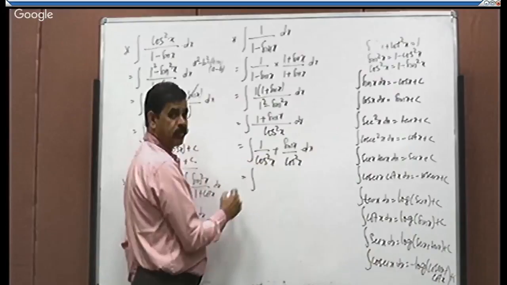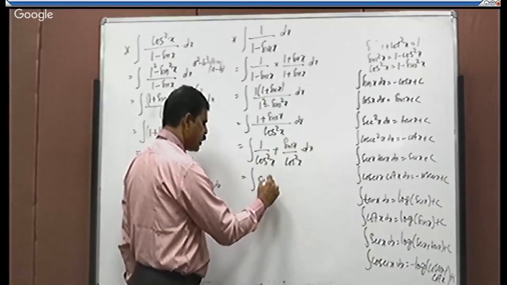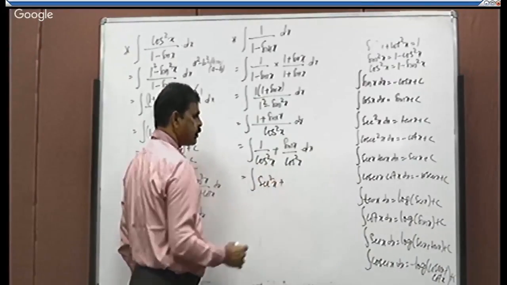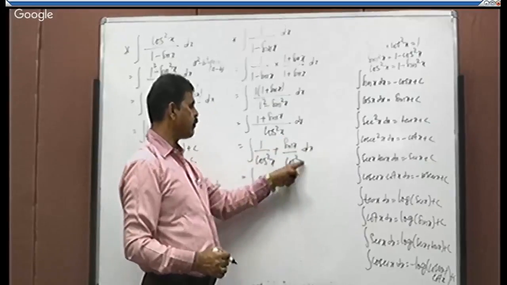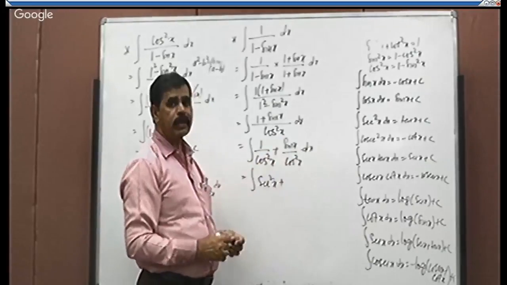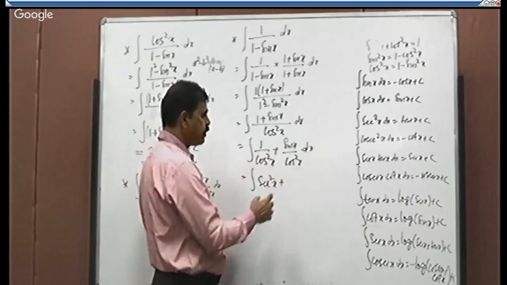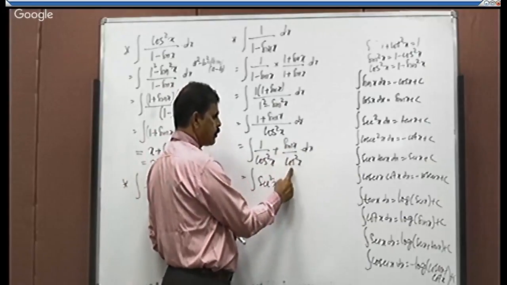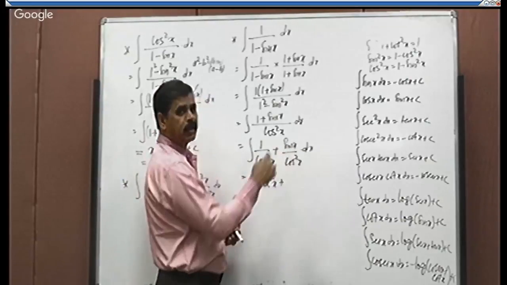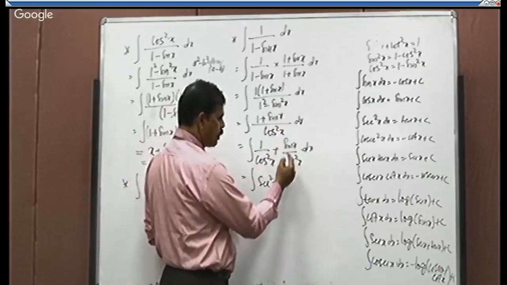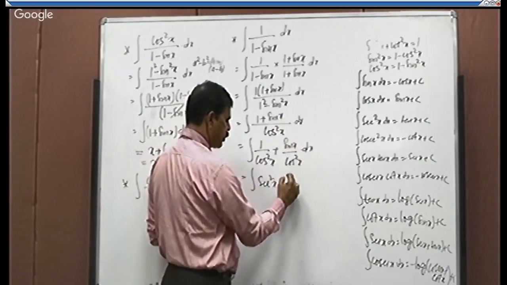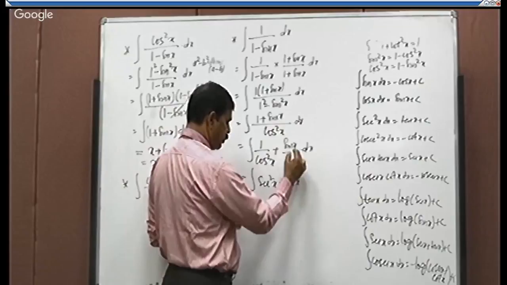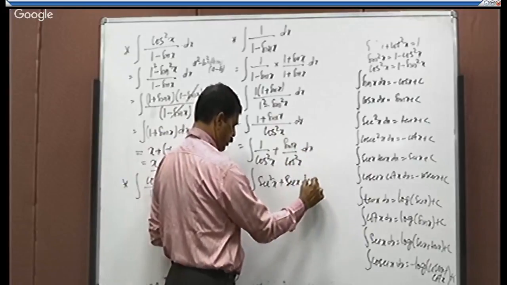What is 1 by cos? 1 by cos is secant. 1 by cos square is secant square x. Plus, see this term, it is of what? Sin x divided by cos square x. We can write it as 1 by cos x into sin x by cos x. Correct? 1 by cos x into sin by cos. 1 by cos is secant x, into sin by cos is tan x.